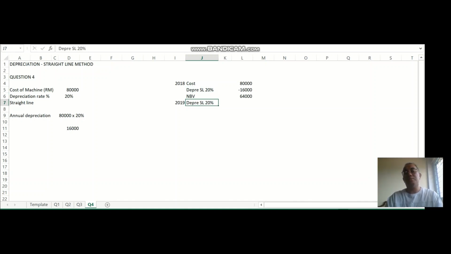And in 2019, again we have depreciation. As long as you have the asset, you need to depreciate. I'm using the same formula. Sorry, when I cut and paste, it will be like that, so I need to readjust my formula. Again, I got 16,000 over here, and then my net book value is 48,000. So this is my net book value.